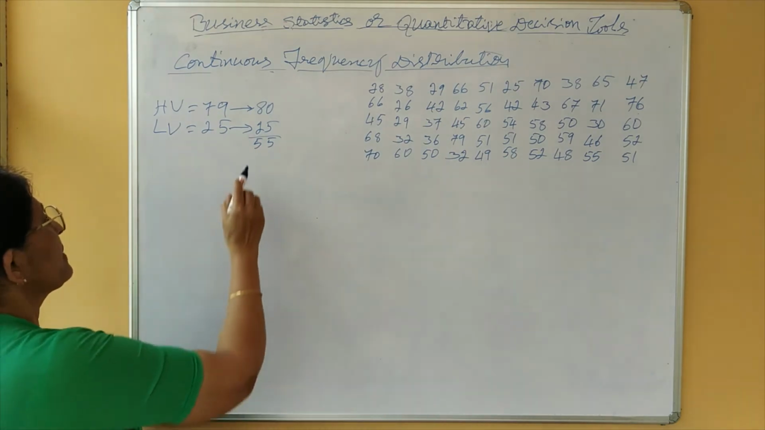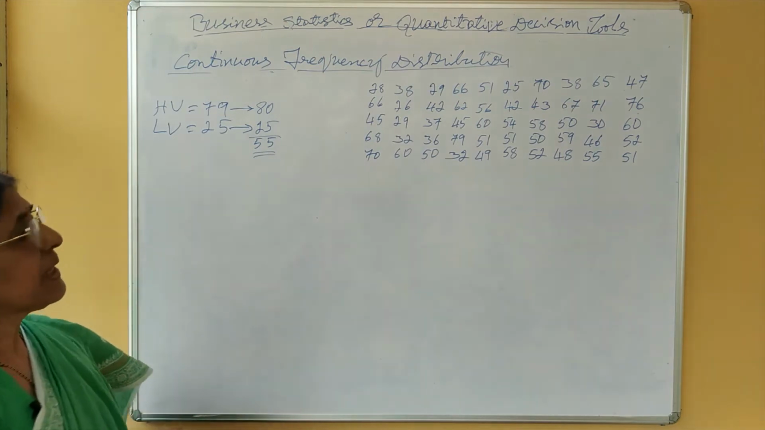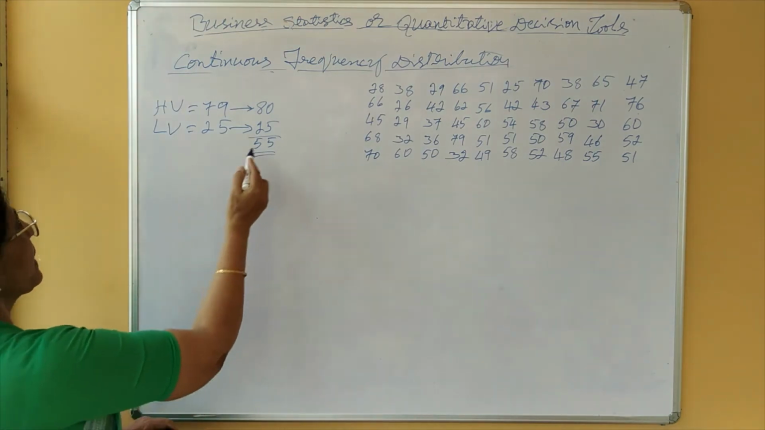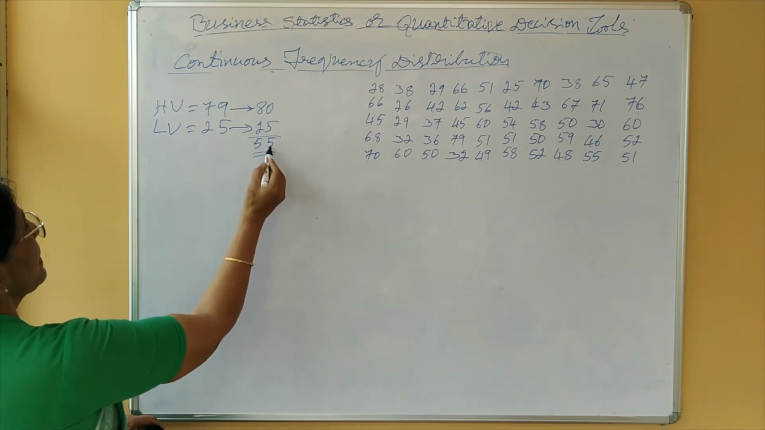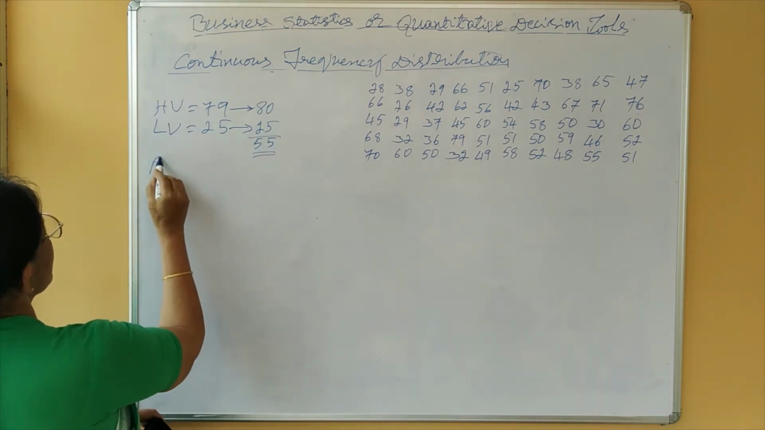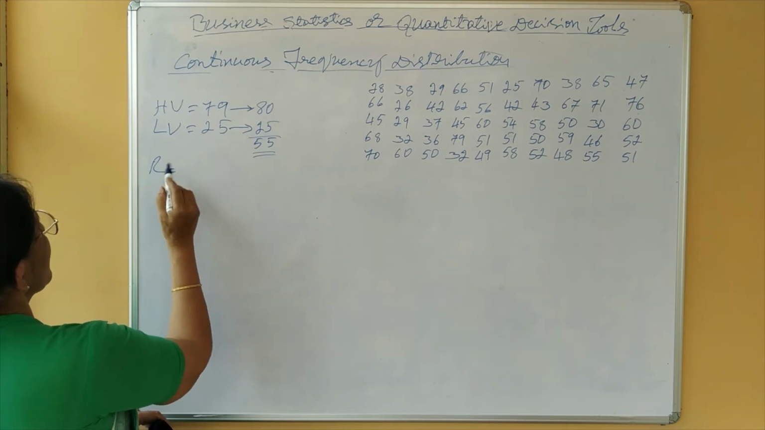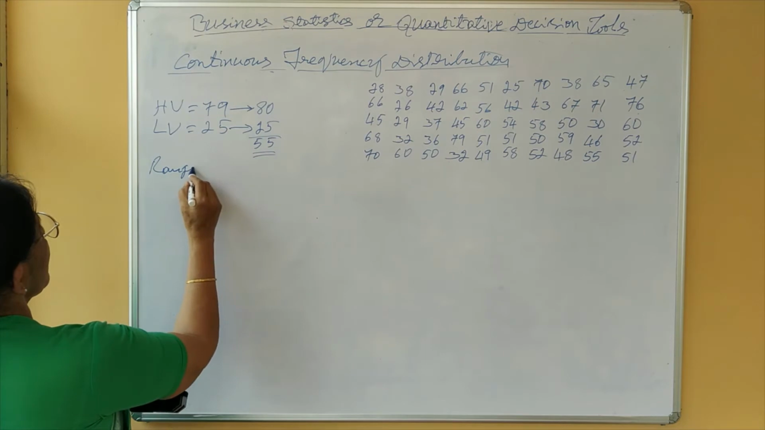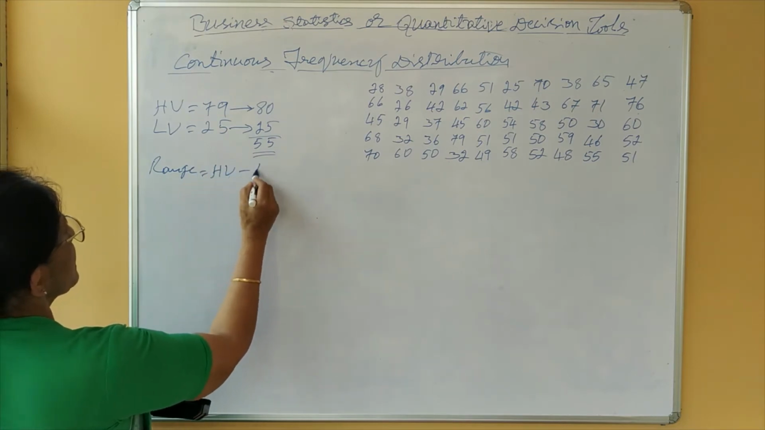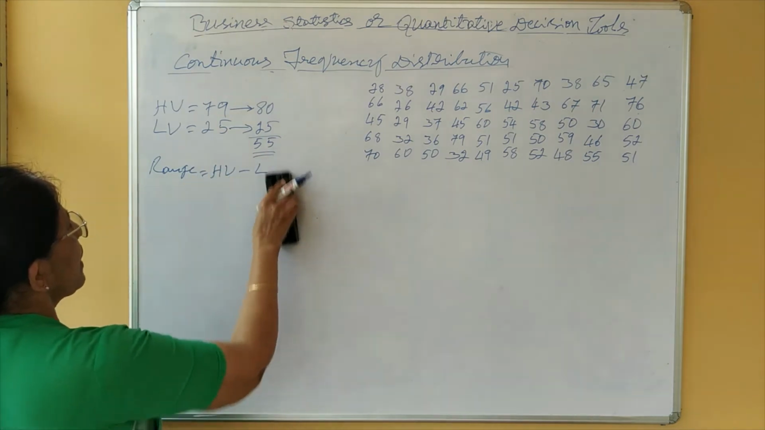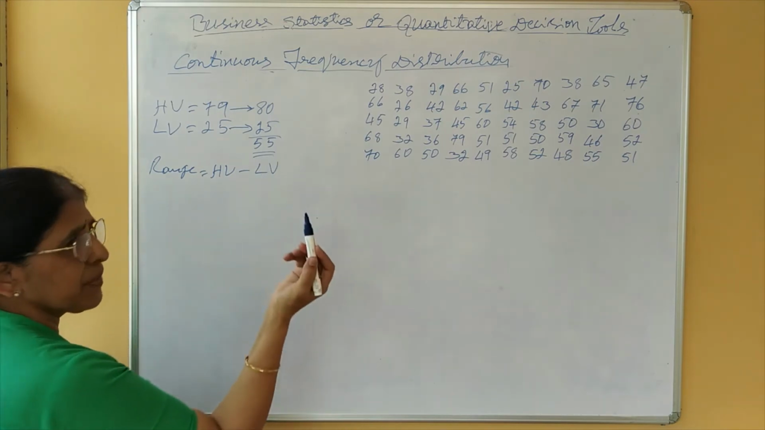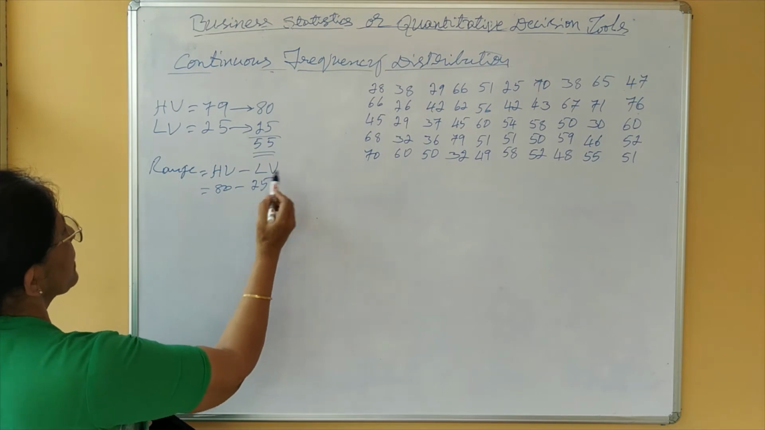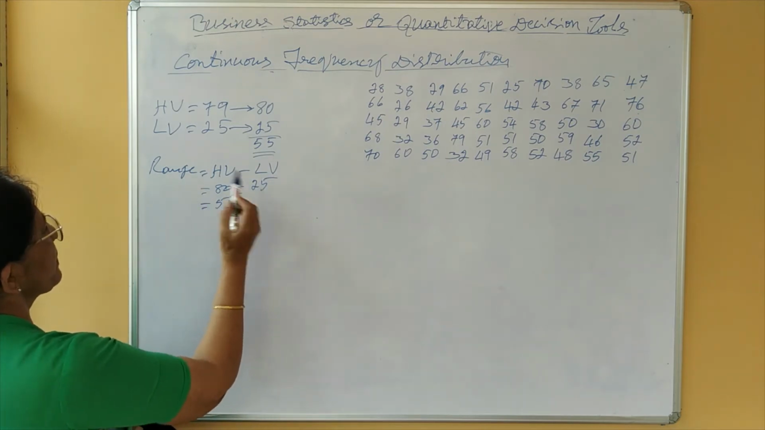Now next, first step, you have to find the highest value and lowest value. Next, we have to find the range. Here, range is nothing but, in the form of a formula, range equals highest value minus lowest value, or we may say maximum value minus minimum value, both are the same. Highest value 80 minus lowest value 25, therefore range is 55.